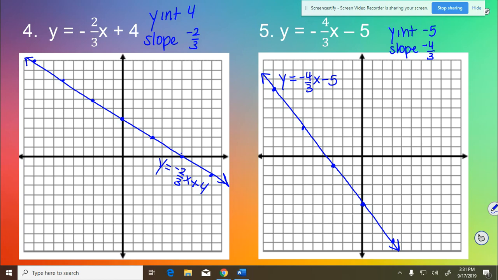So we see that these are definitely negative because they're going downhill from left to right, like you're reading a book. If it was going uphill, left to right, then it would be a positive slope.